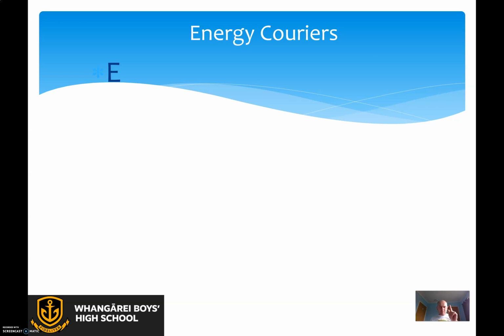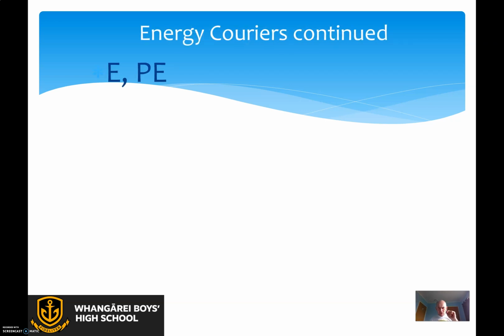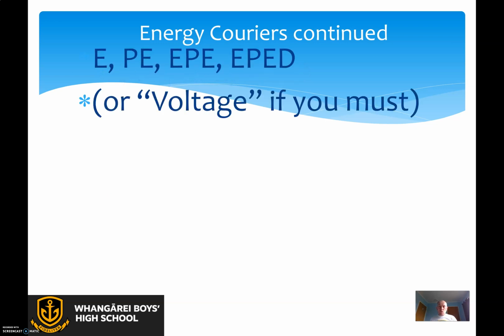There's four letters coming up. E for energy. PE for potential energy. EPE for electrical potential energy. And this last one is a biggie. Electrical potential energy difference. It's a comparison of the energies, which is also called voltage. And that's a big part of our course.